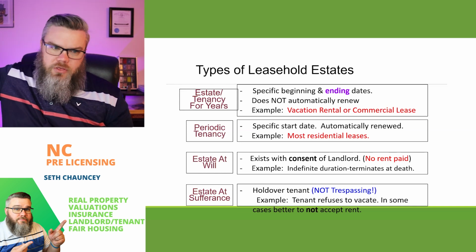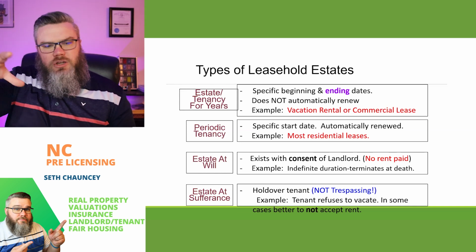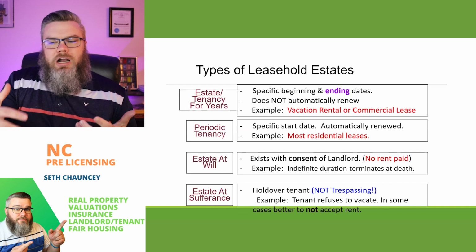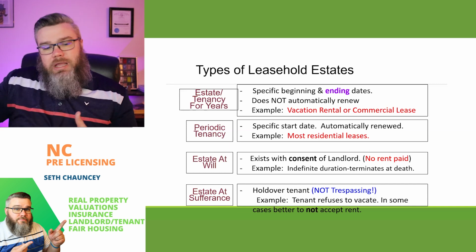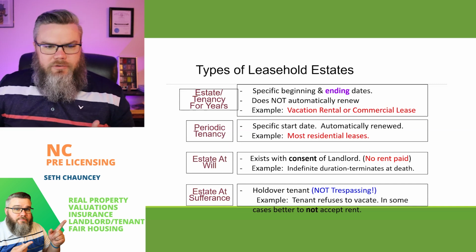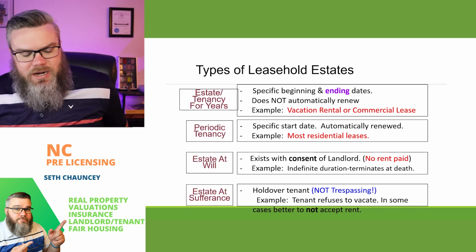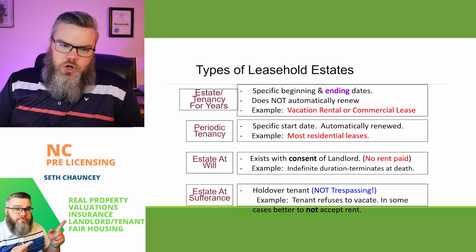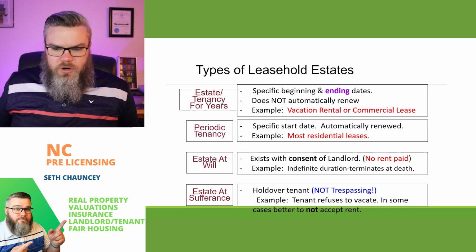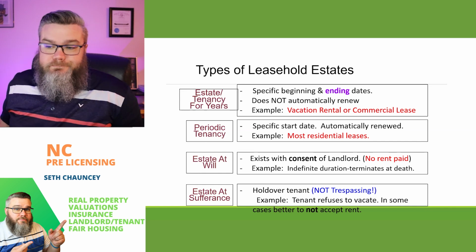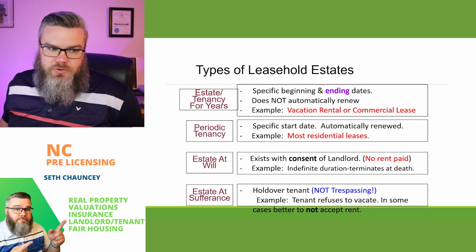If you don't provide 30-day, 60-day, or whatever written notice of your intent to vacate, it will automatically renew at another year, month to month, or whatever. That is what makes it a periodic tenancy. That automatic renewal unless you provide notice of your intent to not renew. That's the differentiation between those two.